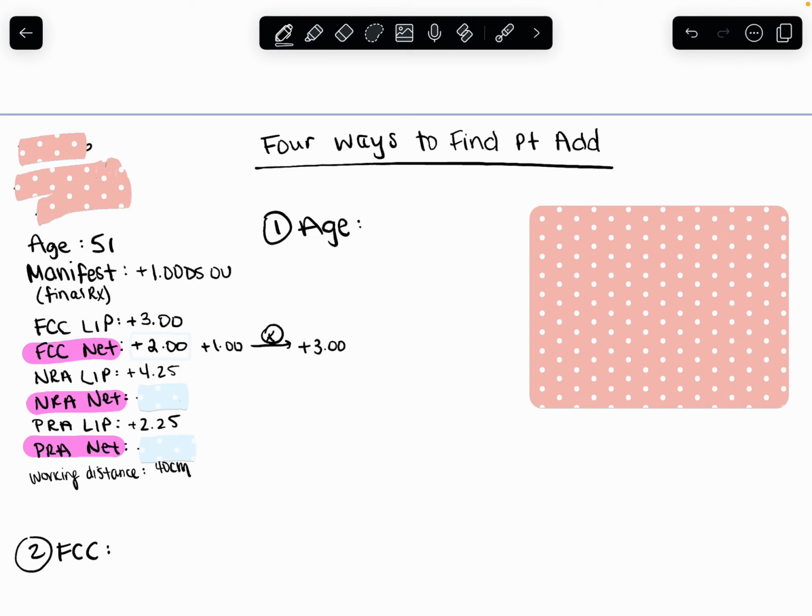And then for NRA and PRA, we're going to go from the near control lens, which in a patient who is 51, they're going to be presbyopic, and we are starting at the FCC as our near control lens. So instead of +1, we start at +3. Decide how much we need to move in order to get to the NRA lens in place, which is +4.25, and that's +1.25. Same thing here, we start at +3. How much we need to get to the PRA lens in place. So now we're going down from +3 to +2.25. So that's going to be a -0.75.